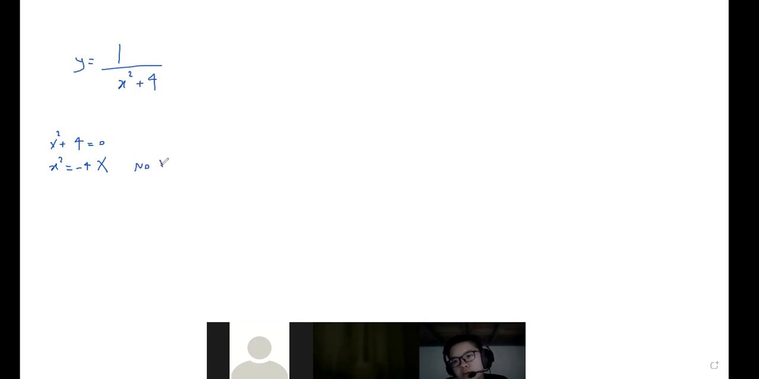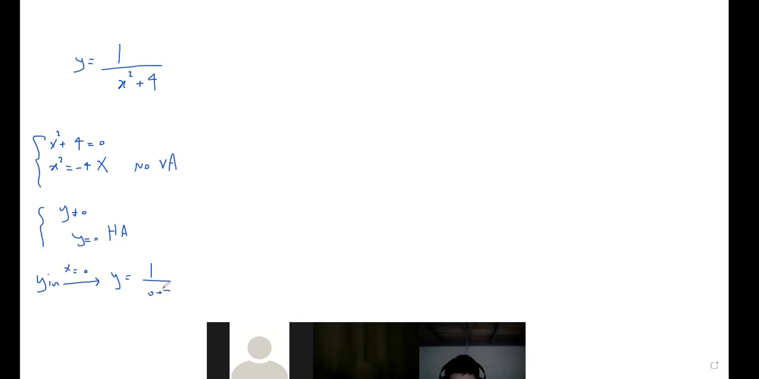No vertical asymptote. Do we have a horizontal asymptote? Yes, there is a restriction for y. y cannot be 0. y equal to 0 is your horizontal asymptote. Also, do we have an x-intercept? No, y is not going to be 0. There is no x-intercept. How about y-intercept? Yes, we have. Just instead of x, you put 0. You get y equal to 1/(0 + 4), 1/4.